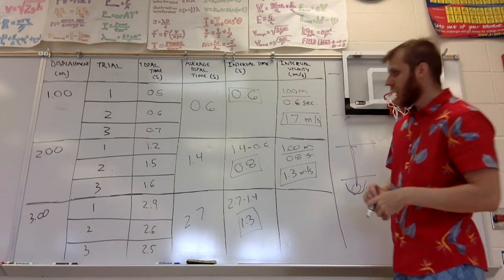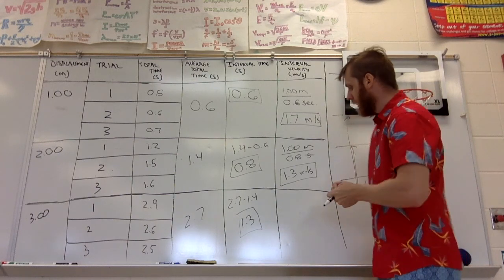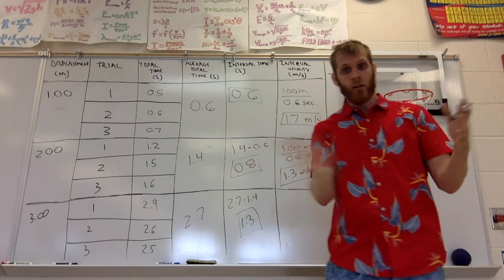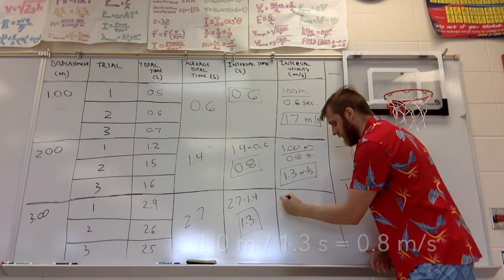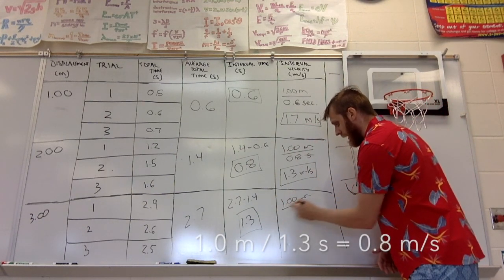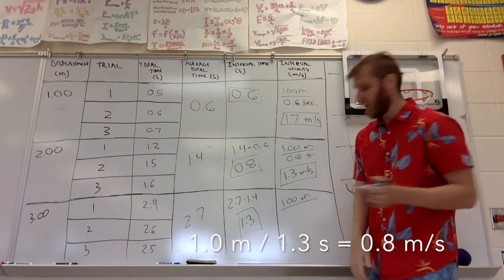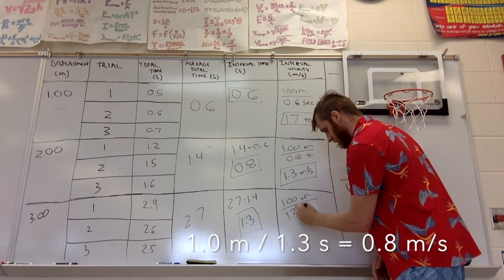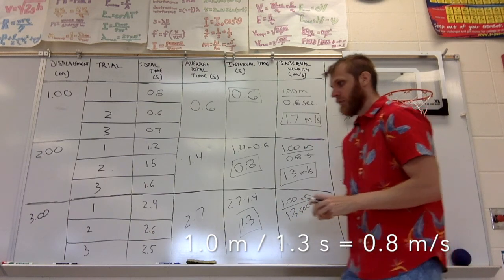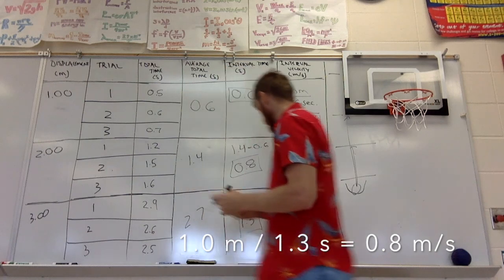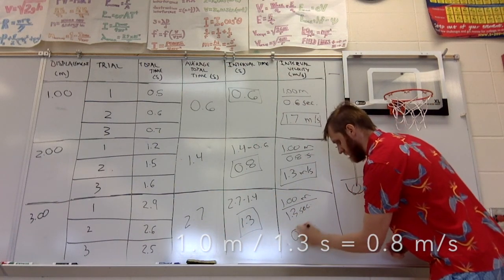And finally, in that third meter marker, it traveled another meter. It traveled from 2 meters to 3 meters. That's another meter mark. So its interval displacement is 1 meter, and it traveled 1 meter in an average of 1.3 seconds. So 1 divided by 1.3 is 0.8 meters per second.